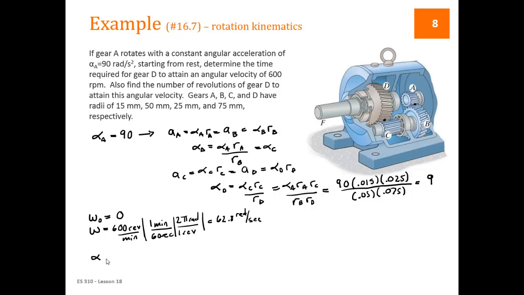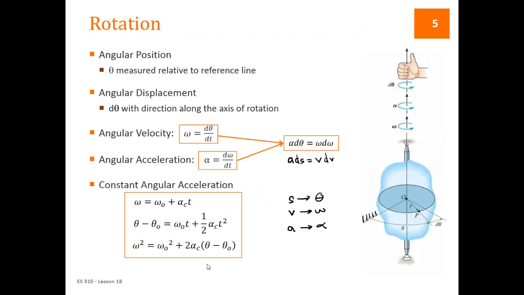We have alpha, the acceleration, equals 9, which is constant, so we can use our constant acceleration equations. We want to determine the time it takes to do this, and the number of revolutions it takes. So if we go back to our kinematic equations, here they are. In the first one, we're looking for time. We know omega, omega naught, and alpha, so we're going to use the first one to find time. Once we know time, omega naught, and alpha, we can find our angular position, the number of revolutions, in other words.